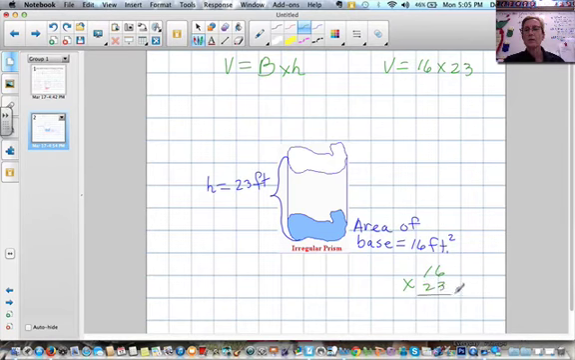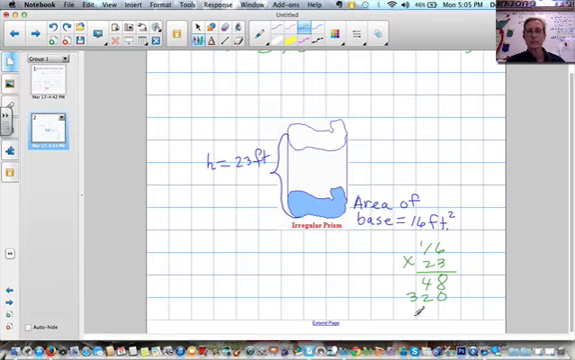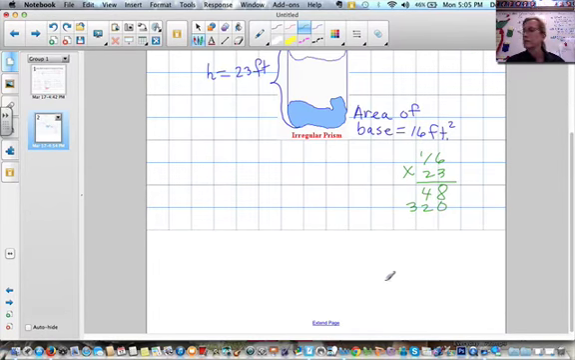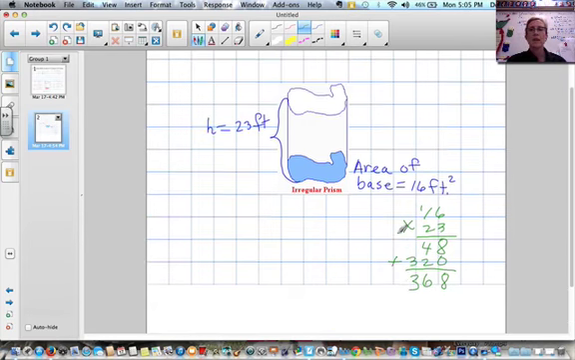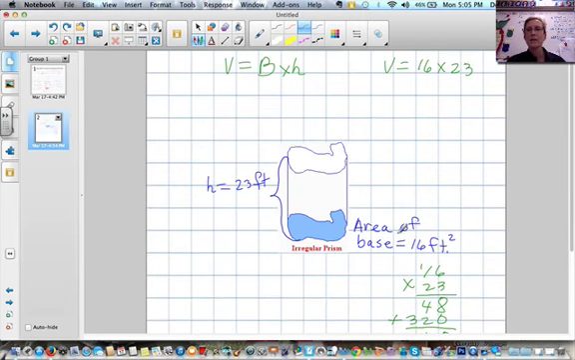times 23. 6 times 3 is 18, carry the 1. 1 times 3 is 3, plus 1 is 4. We're going to mark that with a 0. Move over to the second digit. 2 times 6 is 12. Carry the 1. 1 times 2 is 2 plus 1 is 3. Extend the page. This pen is a little tricky. There we go. And now we just add those up. 8, 6, 3. So by multiplying the area of the base times the height, we have 368.